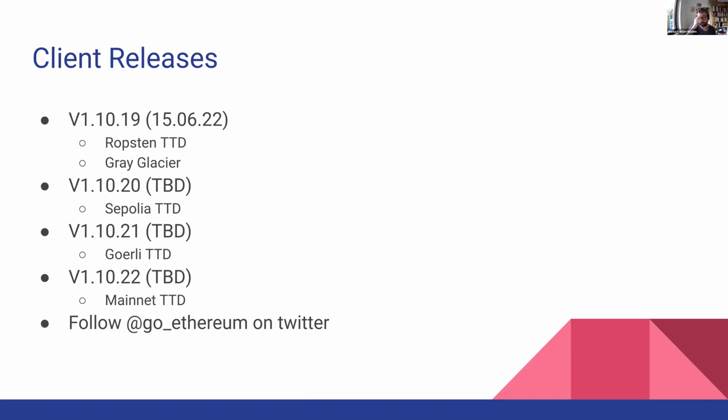10.21 will probably have the Goerli TTD, and 10.22 will probably have the mainnet TTD. Things might change in this timeline, especially the Goerli TTD and mainnet TTD might be in the same fork, might be in the same client release, might be in different client releases. We don't know that yet. And of course, if something happens, there might also be a client release in between.